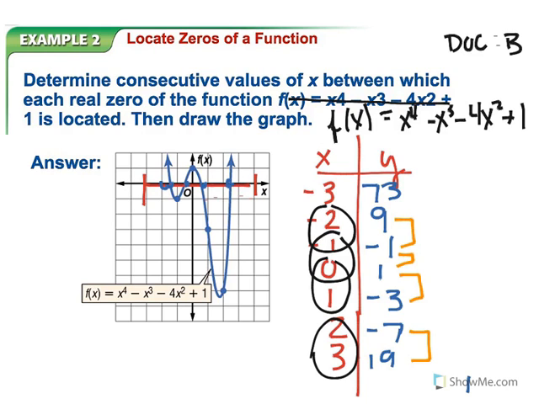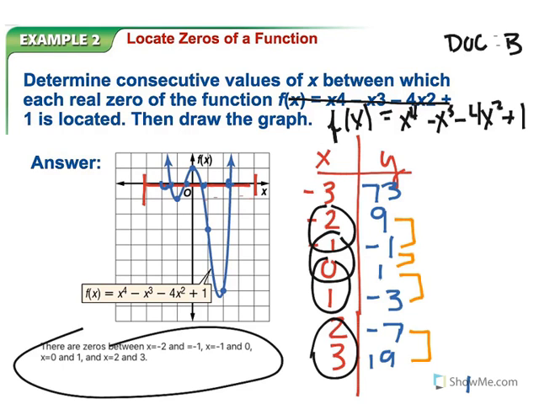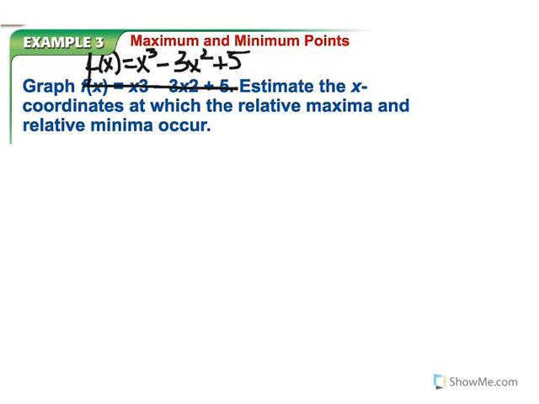So if you were to actually write your answer out, I have that written for you at the bottom of this page, right here. Example number 3, it says graph f of x equals x cubed minus 3x squared plus 5, and estimate the x coordinates at which the relative maxima and relative minima occur.